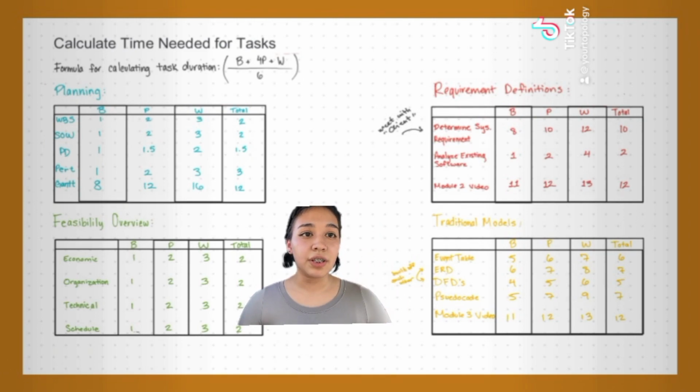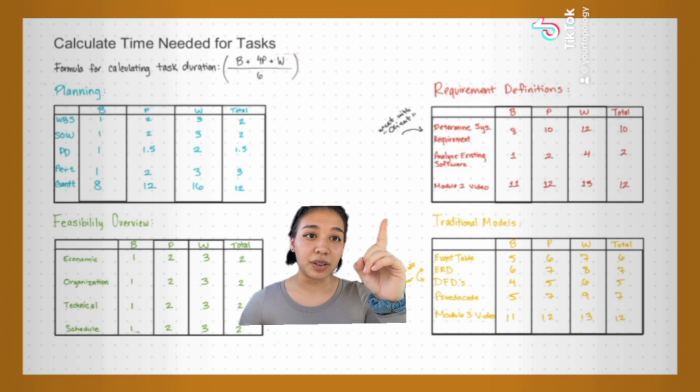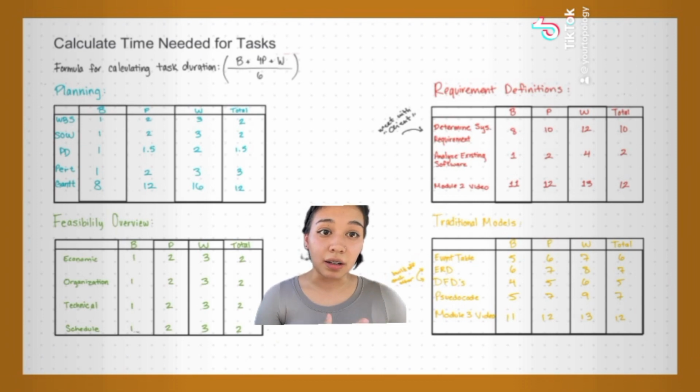For requirement definitions, this is actually a lot larger than the other values on this list as well. That's because for determining system requirements, we decided that was going to be time that we spent with our clients to create the requirements together, and that was going to take at least a couple days. Next, analyzing existing software. That wasn't too much because we figured that's just research. The numbers that we pull are not completely arbitrary. We tried our best to create fair values.